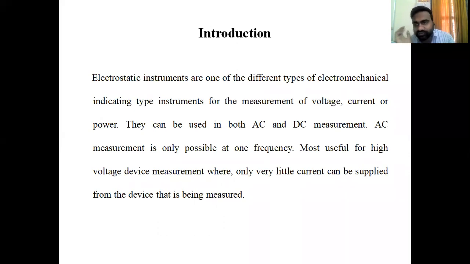Electrostatic instruments are one of the electromechanical, indicating type instruments. There are three classifications of secondary instruments: indicating type, integrating type, and recording type. So the electrostatic instrument is an indicating type instrument. This is used for both AC and DC, but it is mostly preferred for measuring AC because of the calibration of frequency, and mostly it is a high voltage measurement device.